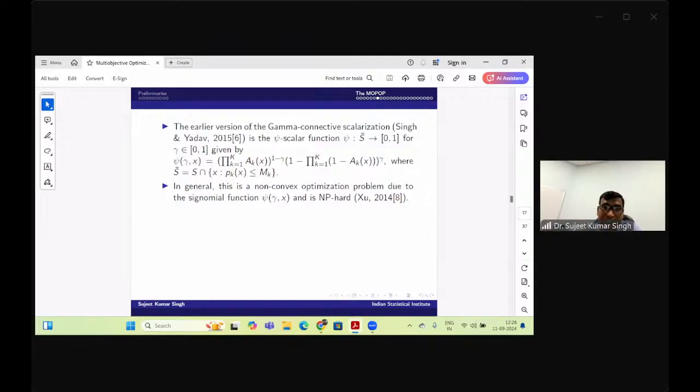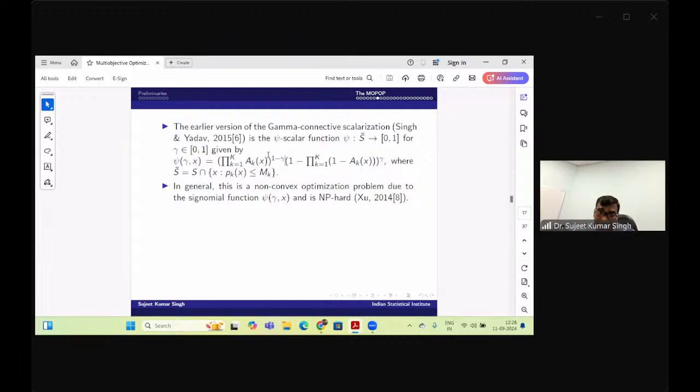So for combining, there was already the gamma technique that I proposed. The earlier version of the gamma technique was proposed earlier, and there the combined function was given something like this. You can see the product of all achievement functions akx to the power 1 minus gamma, into 1 minus the product of all 1 minus the achievement function, to the power gamma. This was the earlier version of the gamma connective technique. Now the issue here is that you can see this product power 1 minus gamma, and again 1 minus the product of 1 minus a, power gamma.